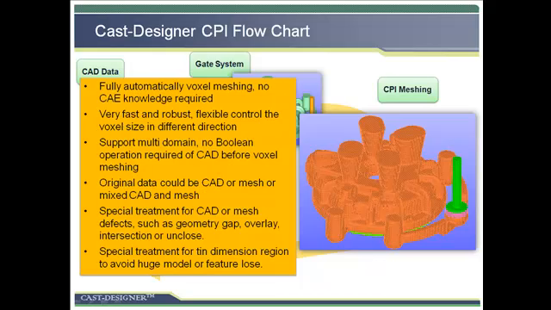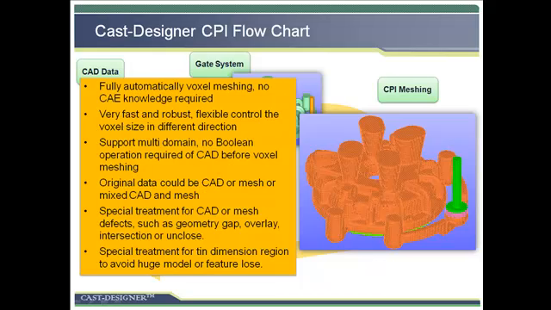Moreover, Cast-Designer supports multi-domains. This is a breakthrough technology in the meshing process. With this technology, the CAD model needs no Boolean operation or assembly operation before meshing. This can save a lot of time for the designer.